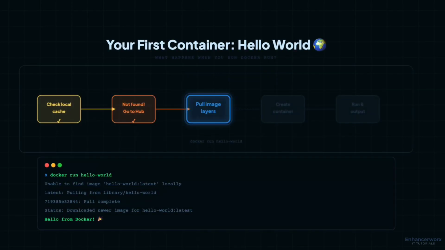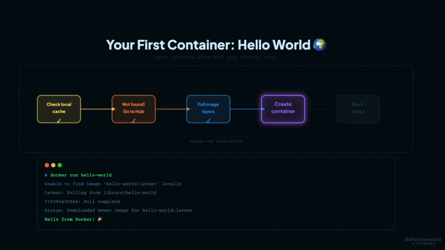Let's run our first container. Type docker run hello-world. Docker first checks if the image exists locally. It doesn't yet, so Docker pulls it from Docker Hub, the public registry. Docker then creates a container from that image, runs it, and prints the output. Congratulations! You just ran your first container.